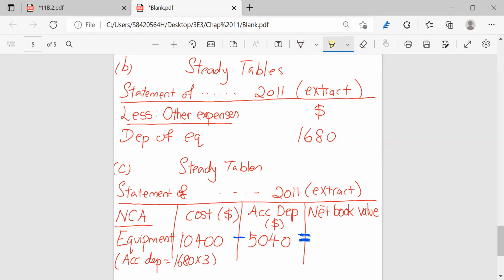So this one is good to have. The balance brought down for your accumulated depreciation is 5040. That means over the years, your accumulated usage. So your net book value is basically 5360. This is the value of how you value your equipment as at that point in time in the books. It is not the selling price, it's not the market price. It's basically the value that you put on it in your books. Okay, so that's all for question 1.